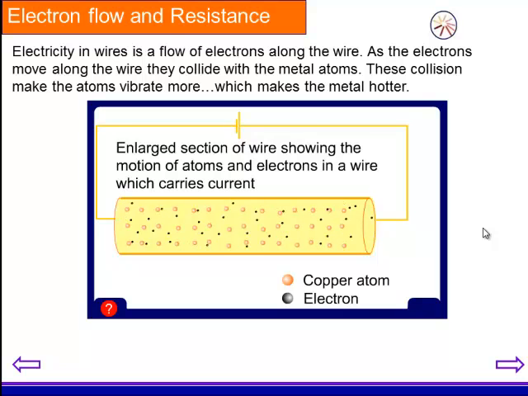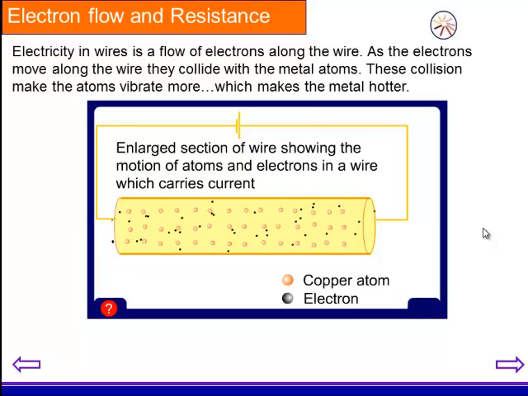This is the resistance. The things which resist the motion of electrons. Now, from the beginning, my statement says electricity in wires is a flow of electrons along the wire. As electrons move along the wire, they collide with the metal atoms. These collisions make the atoms vibrate more, which makes the metal hotter. So whenever there's a change in temperature, it means that those copper atoms are vibrating more and more, and this in turn will make it more difficult for those electrons to get by.